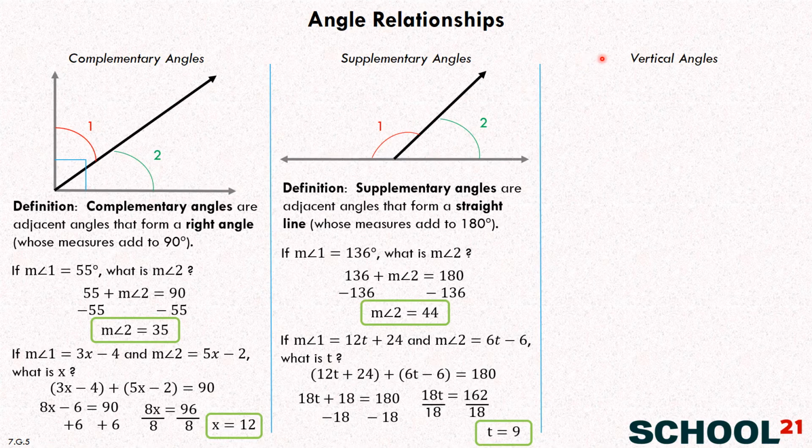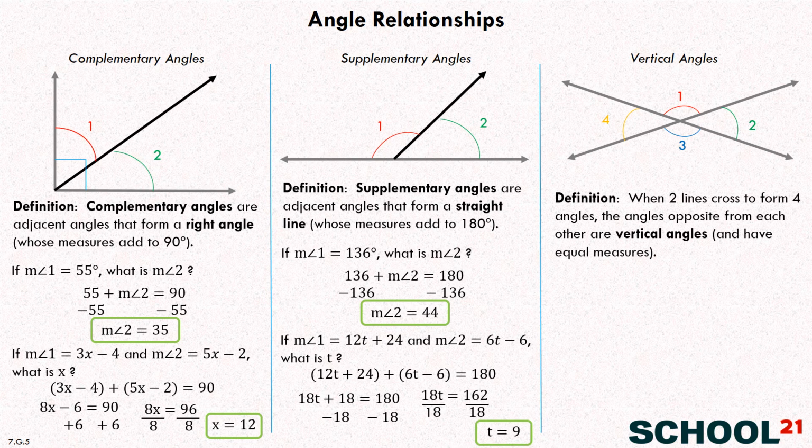Now one last thing, vertical angles here. What is a vertical angle? Well, here I've drawn two lines, and you can see they form 4 angles there. There's 1, 2, 3, and 4. And let's do a definition of vertical angles. When 2 lines cross to form 4 angles, the angles opposite from each other are vertical angles and have equal measures. That's important. Vertical angles have equal measures.